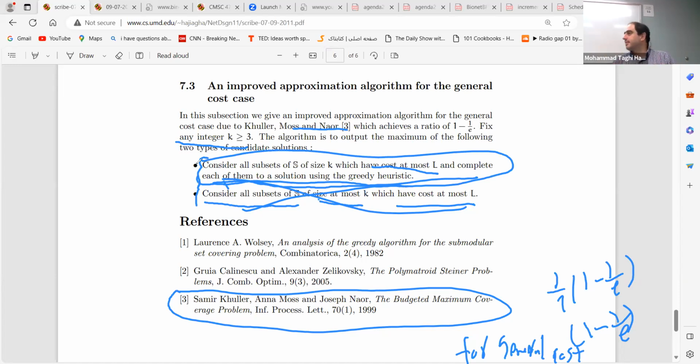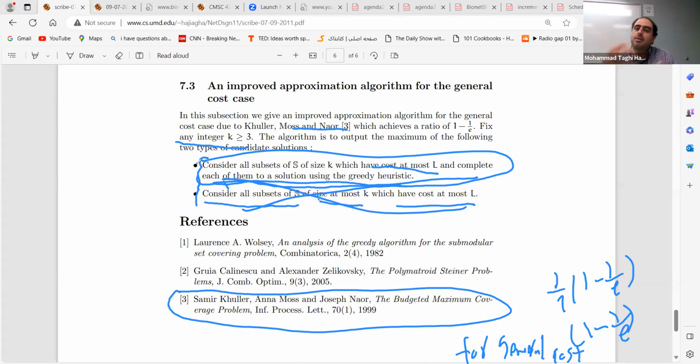Consider all subsets of size k whose cost is at most L. Good. And then extend it using the greedy algorithm. I mean, for the analysis, you may consider them separately. But for the algorithm, I can just mention that consider all subsets of size k. For any k, you can try that as long as k is constant. All k, their size is at most L. And then if you can add more things to them using greedy, do it.